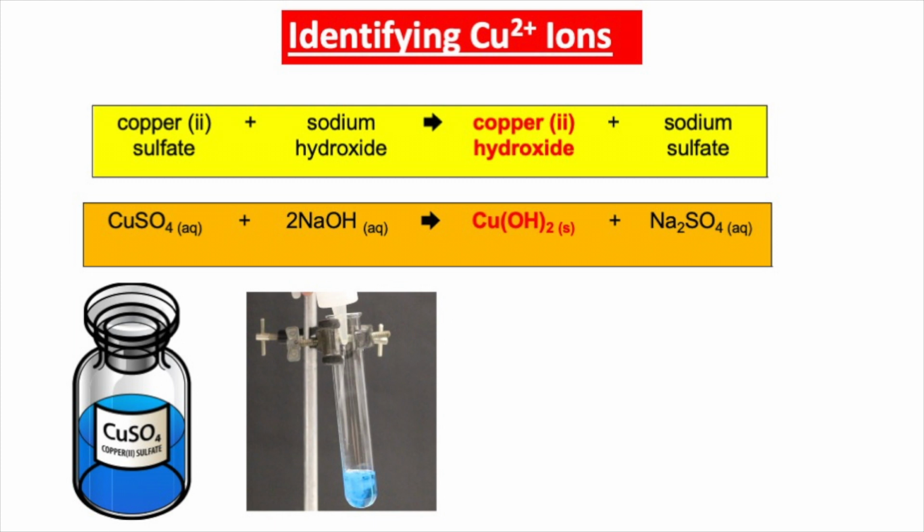So once again we can write word, chemical and ionic equations to describe this reaction. So we have copper 2 sulfate reacting with sodium hydroxide to form the pale blue precipitate copper 2 hydroxide and sodium sulfate. The chemical equation would be CuSO4 + 2NaOH forms Cu(OH)2 and Na2SO4.